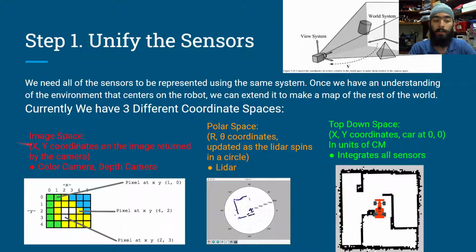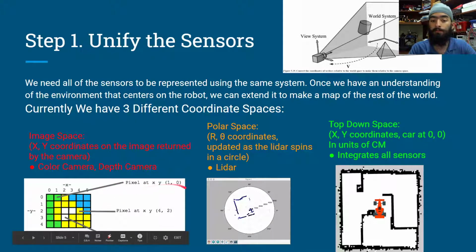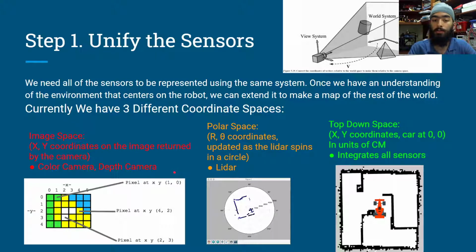The image space is the pixels arranged in an XY coordinate system from the image that is returned by the color camera and the depth camera, as you can see here. Next, we have polar space, which consists of radii and angles in a polar coordinate system that are updated as the LiDAR spins in a circle and measures the distance of every point.